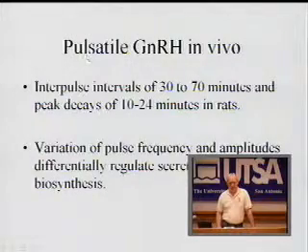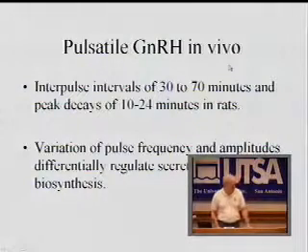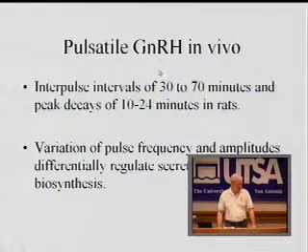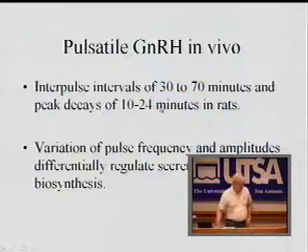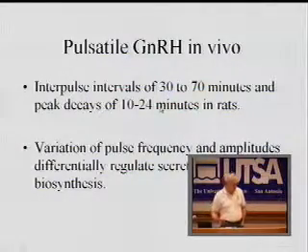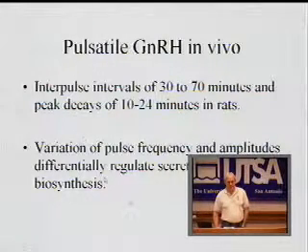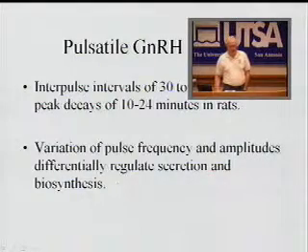So this pulsatile GnRH in vivo then, what is that? Well, there are interpulse intervals of about 30 to 70 minutes. So we saw the 1 per 90 minutes in the prior slide. And the peak decays after about 10 to 24 minutes in the rats. So the 1 every 90 minutes almost matched in vitro, in the prior study, what happens in vivo. So this is the pulsatility that is consistent with bringing about the LH surge.